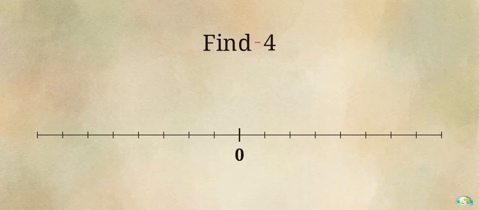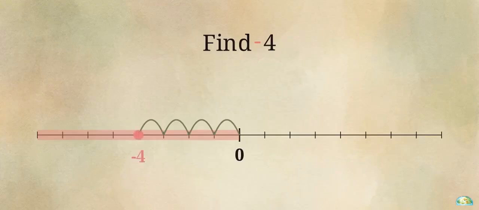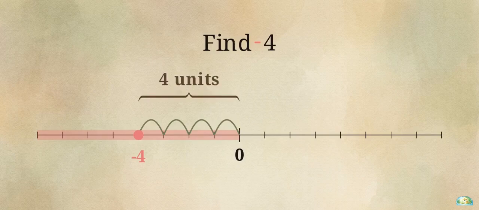The negative sign gives us our direction. It tells us to move left, away from 0. 1, 2, 3, 4. While the location is labeled -4, the physical distance we traveled is a positive value. This point is exactly 4 units away from 0.